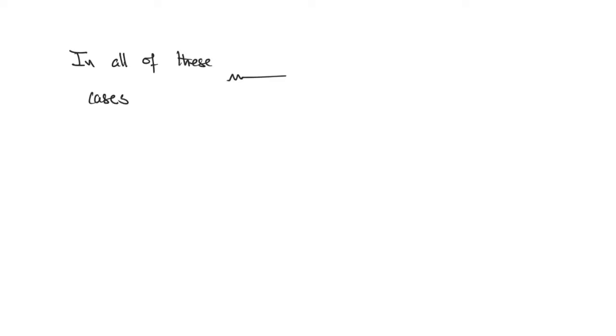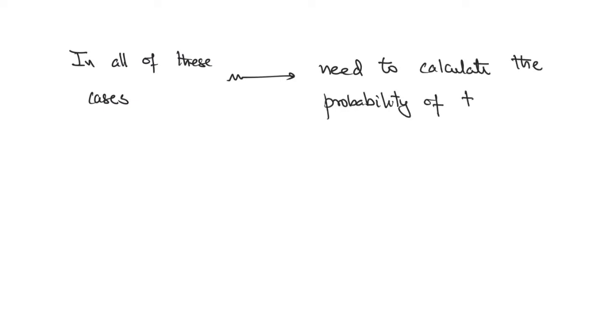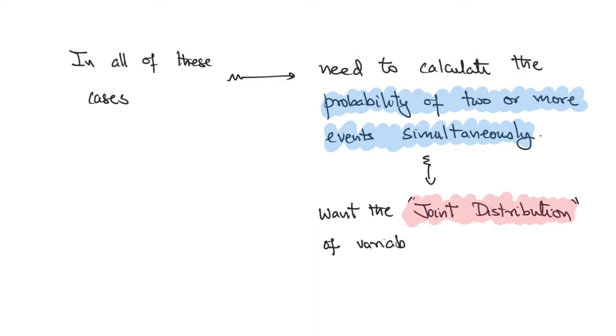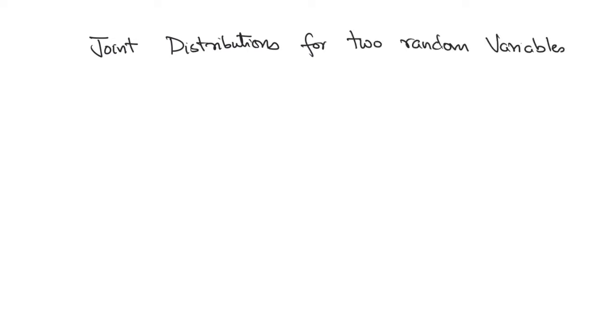In all of these cases, we need to calculate the probability of two or more events happening simultaneously. For example, we might want to understand the height and the weight combination resulting in a given BMI. That is, we want to work with the joint distribution of the variables of interest. We begin with the case where we're working with joint distributions for exactly two variables.